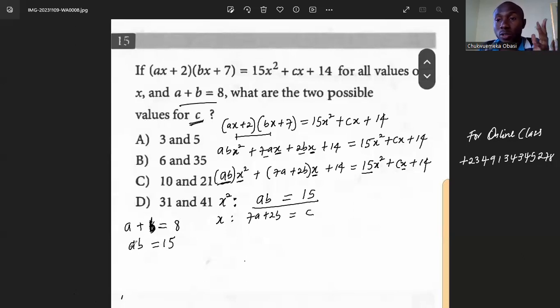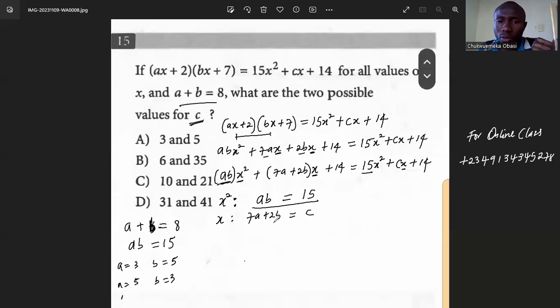It should be 3 and 5, right? So I can say let a be 3 and let b be 5, because 3 plus 5 is 8 and 3 times 5 is 15. But that's not the end. You can also say let a be 5 and let b be 3, because 5 plus 3 is 8 and 5 times 3 is 15. So these are the possible values of a and b. You see, we've gotten the values of a and b without solving that long equation.